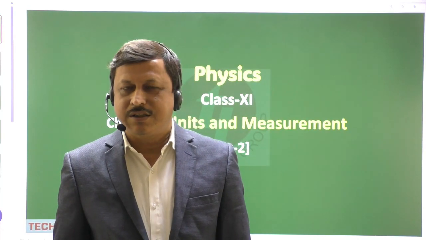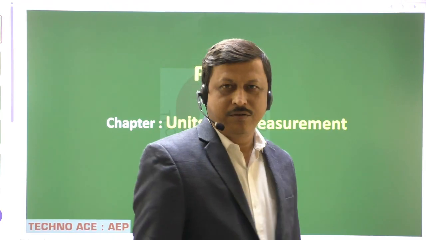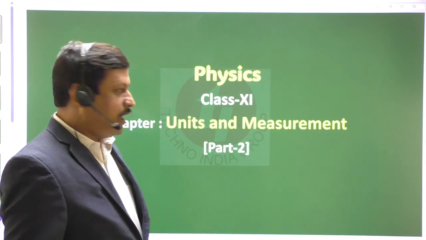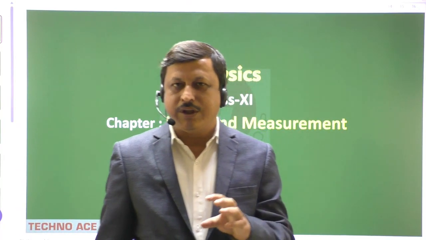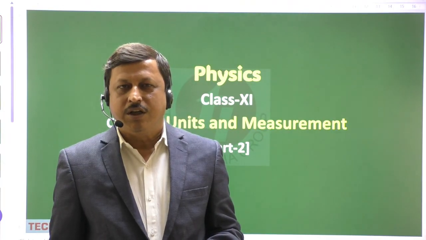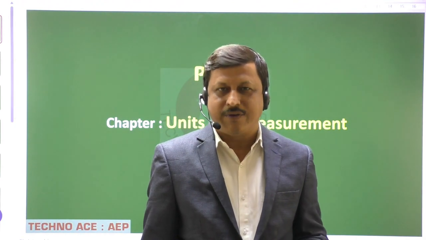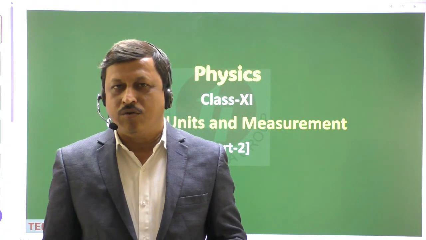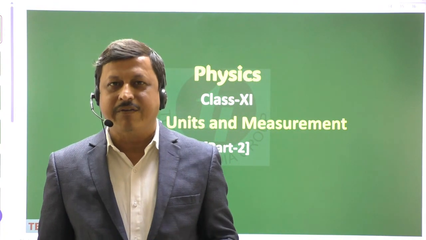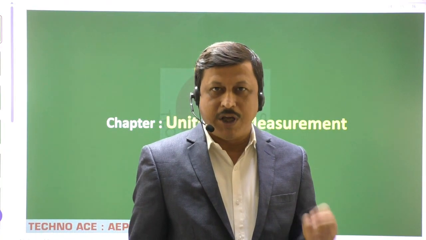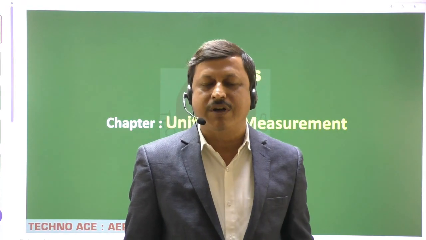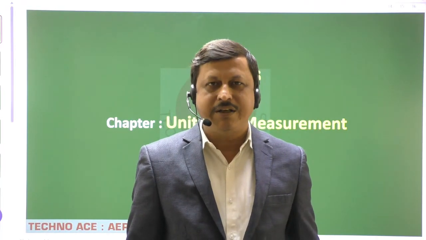Today we will discuss the chapter Unit Dimension, which is a continuation of the previous class. In the previous class, we discussed that quantities are divided into two sections: one is fundamental quantity and the other is derived quantity. You know there are 7 fundamental quantities, as well as we discussed the derived quantities. There are so many derived quantities, right?